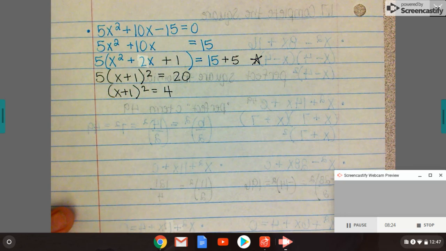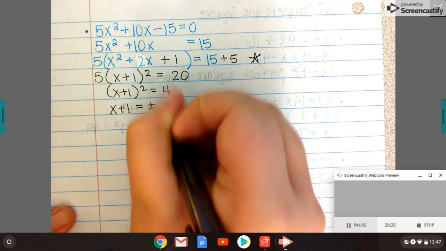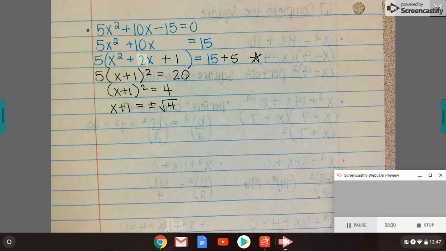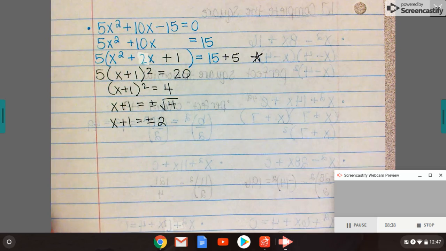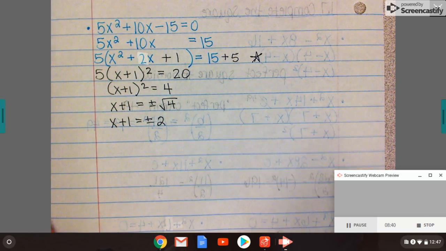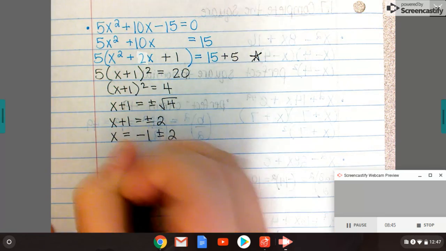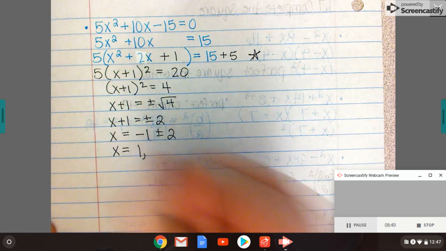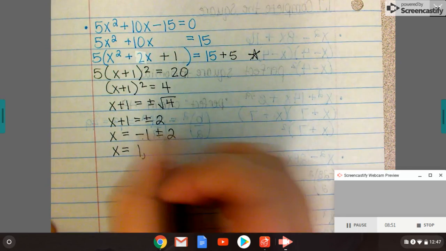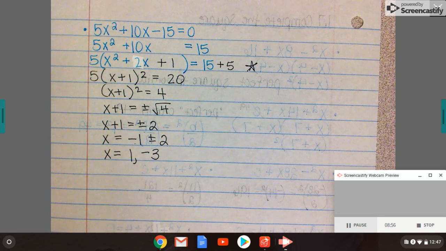And now I can square root both sides. So I've got x plus 1 equals plus or minus the square root of 4. The square root of 4 is 2, so I've got x plus 1 equals plus or minus 2. Subtract 1 from both sides, so x equals negative 1 plus or minus 2. Negative 1 plus 2 is 1. Negative 1 minus 2 is negative 3. So my final answer here for x is that x equals 1 or negative 3.